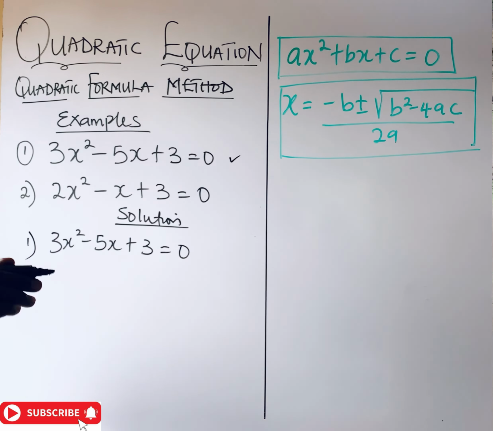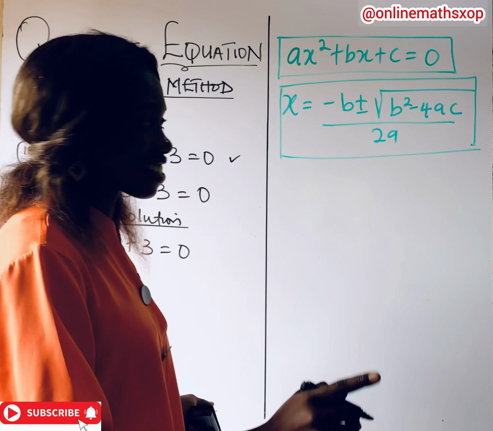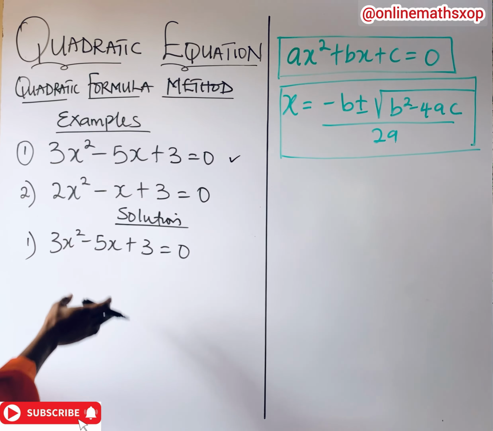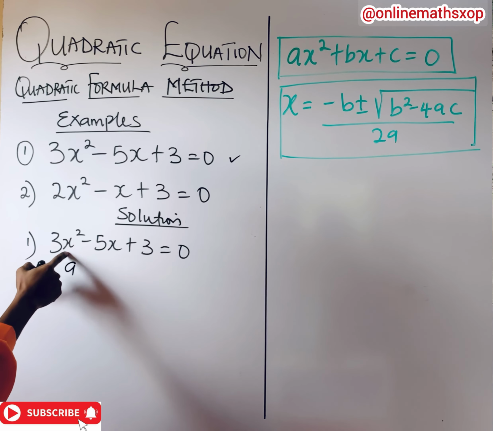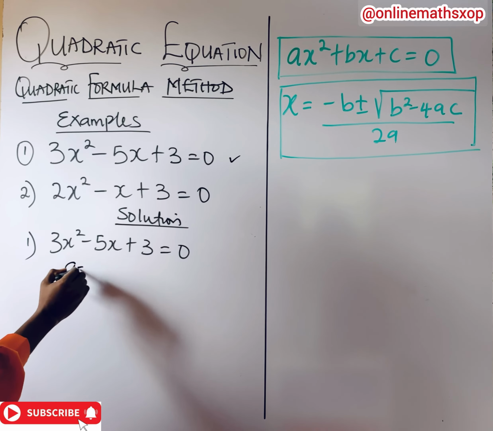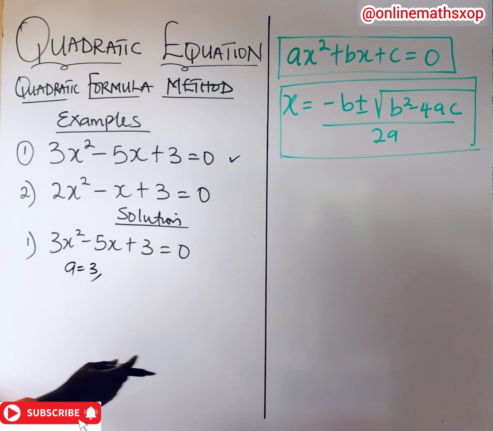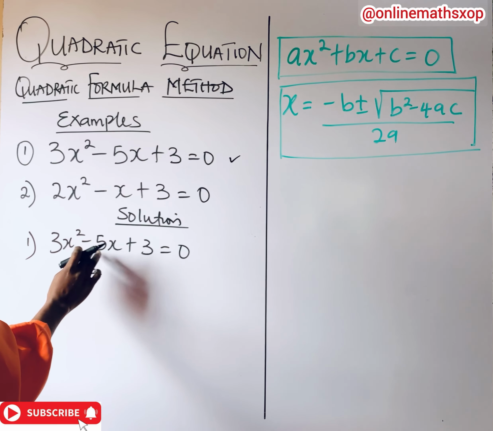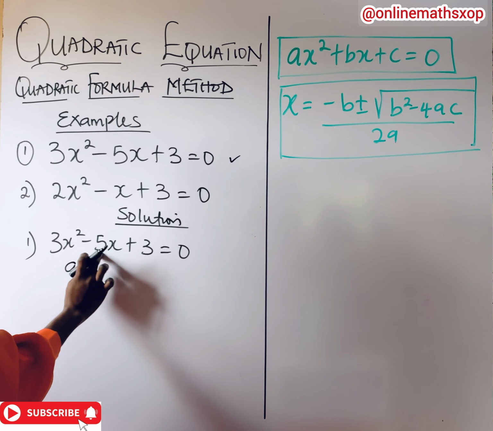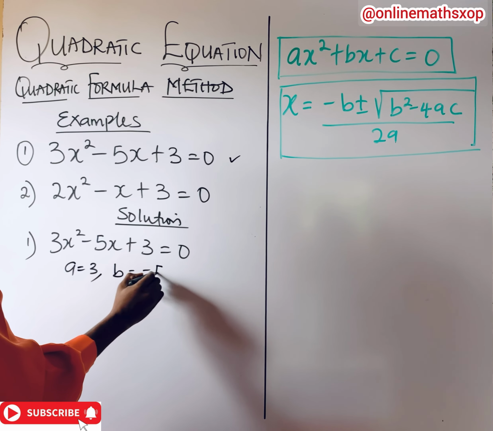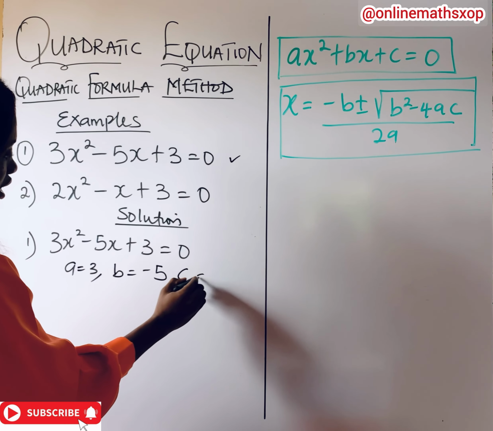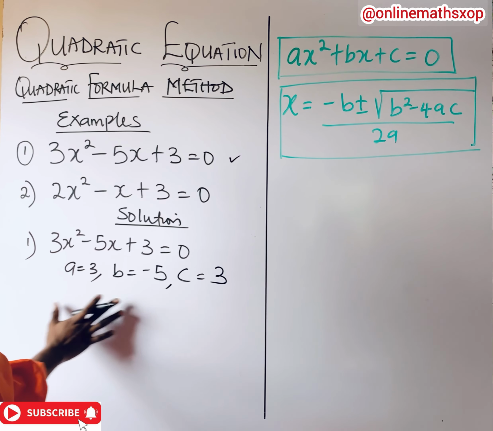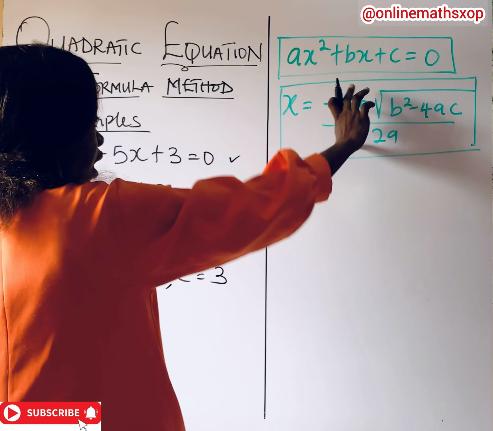Your duty is to identify your a, b, and c. Your a is the coefficient of x squared, which here is 3. What is the coefficient of your x, which is your b? From here, the coefficient of x is negative 5. So our b is negative 5. And our c is 3, which is the constant. So we are going to plug these values into the formula.